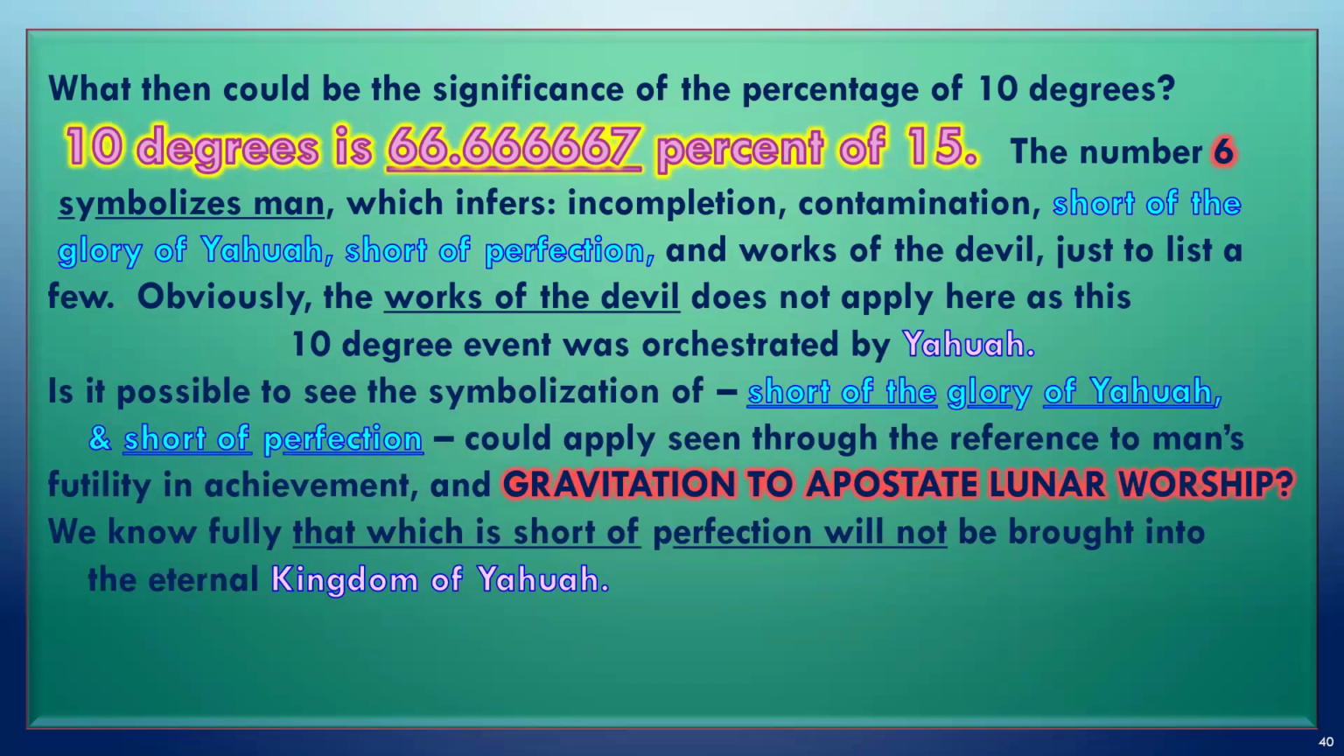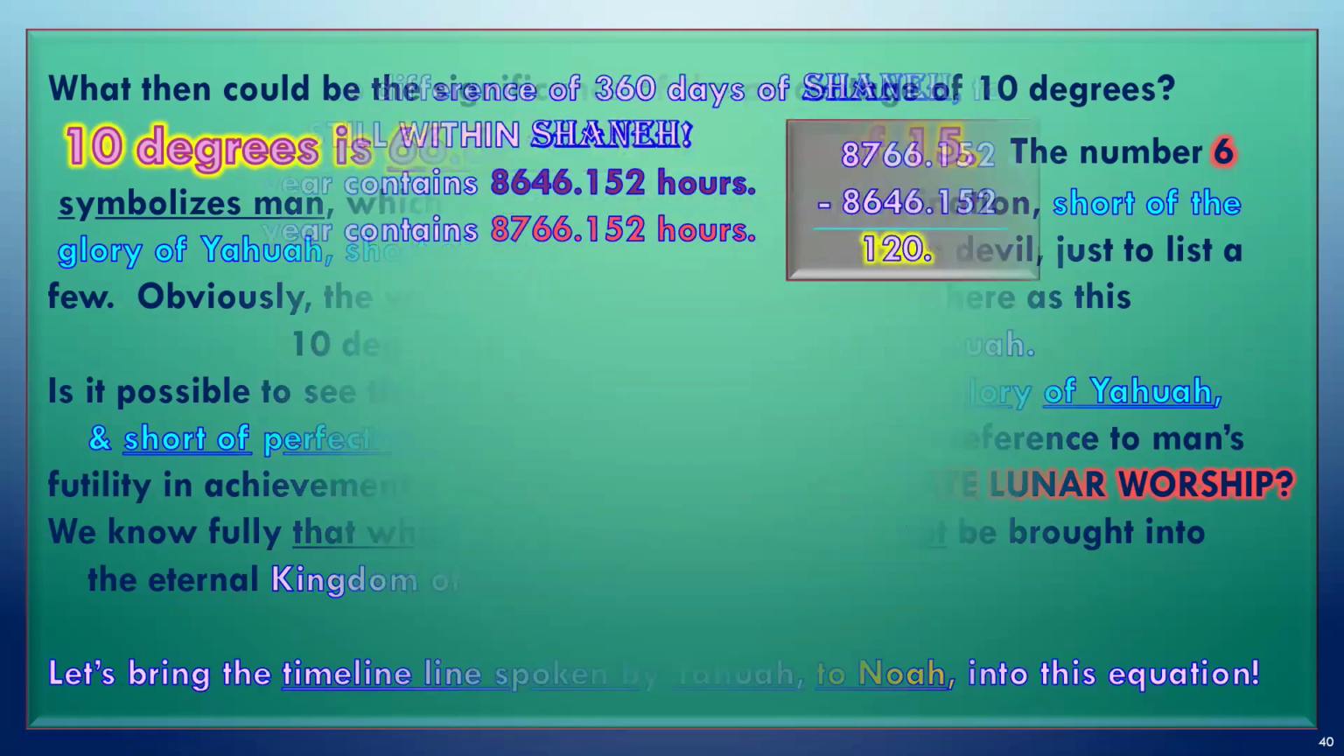Is it possible to see the symbolization of short of the glory of Yahuwah and short of perfection? These definitions, is it possible these can symbolize, and could they apply to being seen through the reference to man's futility in achievement and his gravitation to apostate lunar worship? Is there a connection? This lunar worship that man went to all the time, was it short of the glory of Yahuwah? Was it short of perfection? Was it man's evil heart that brought him there? Number 6. We know fully that which is short of perfection will not be brought into the eternal kingdom of Yahuwah.